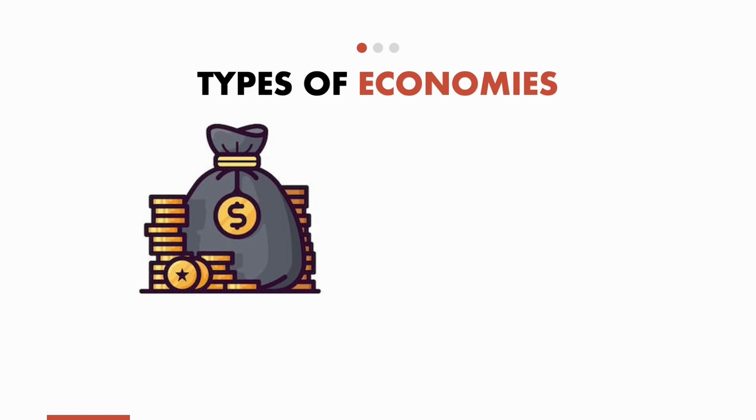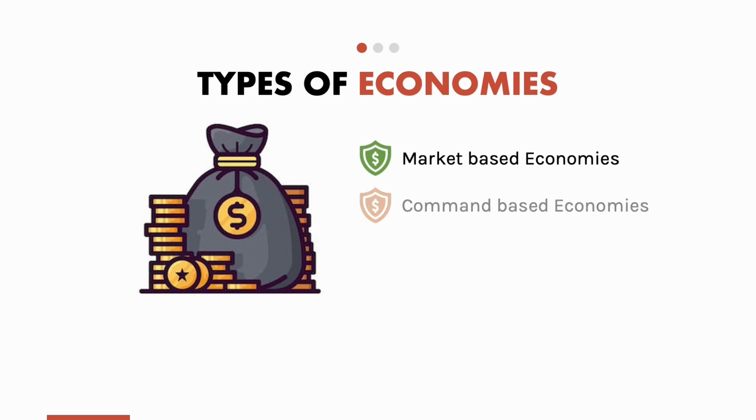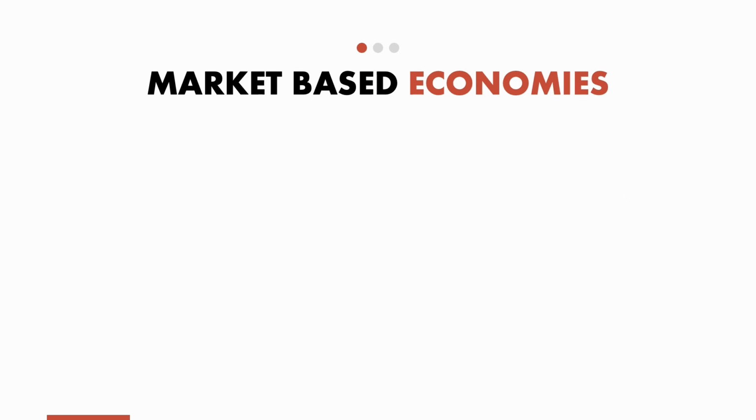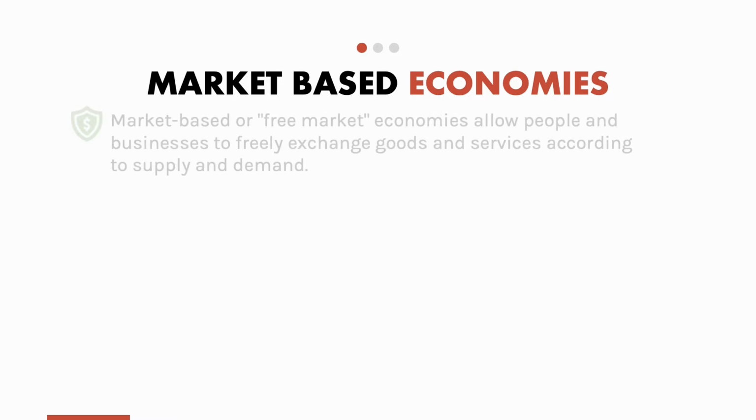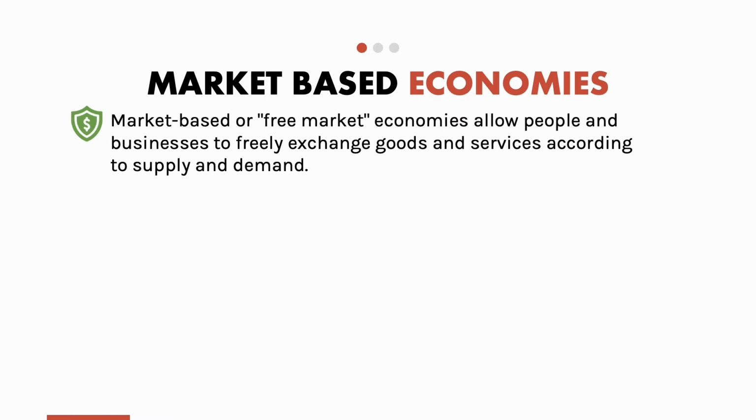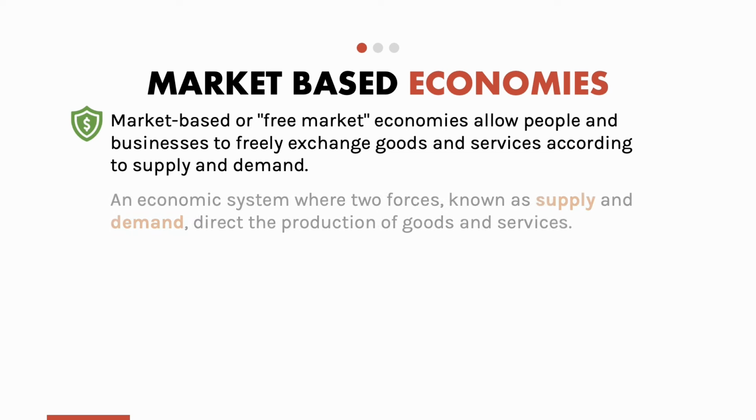So let's learn and define the three types of economies: market-based economies, command-based economies, and finally mixed economies. So let's start with market-based economies. Market-based economies are also known as free market economies, where supply and demand guide the production of goods and services. So let's say there's a high demand for Apple iPhones, then Apple will work on producing more of them.